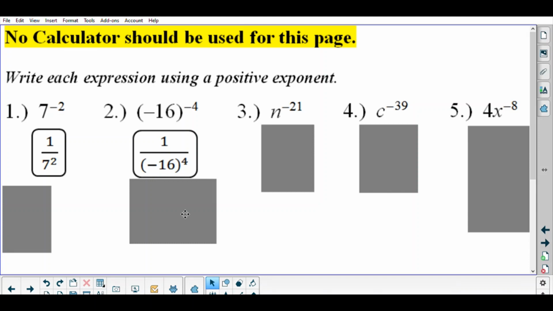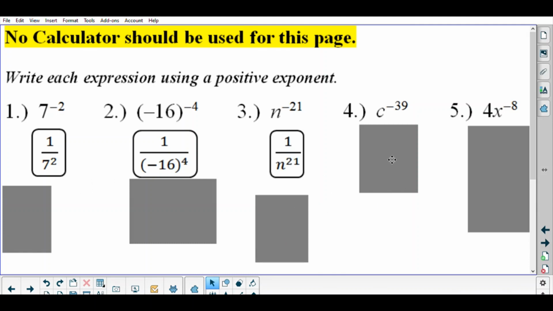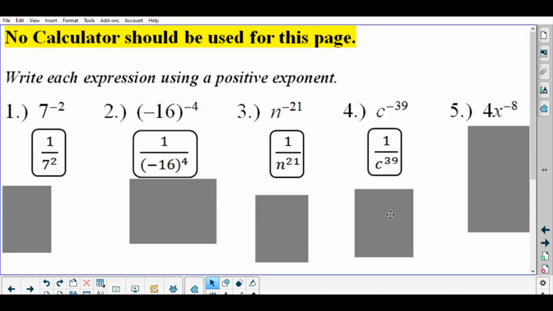So hit pause right now, try 3, 4, and 5 on your own, then hit play when you're ready for me to go over the answers. All right, I hope you've done these problems on your own. Problem number 3 is going to be 1 over n to the 21st power. Problem number 4, 1 over c to the 39th power.